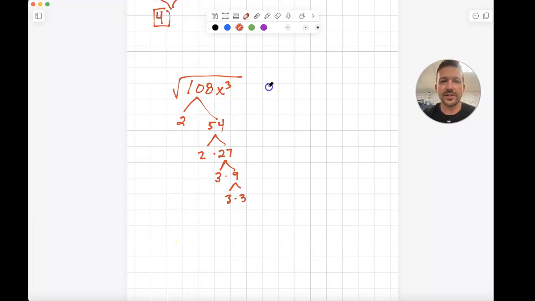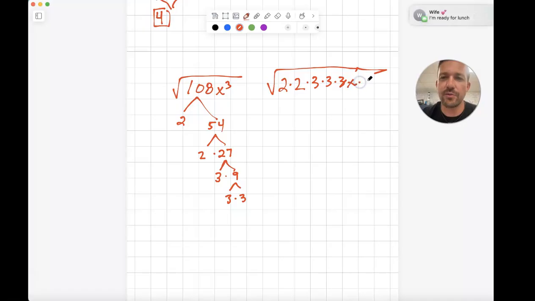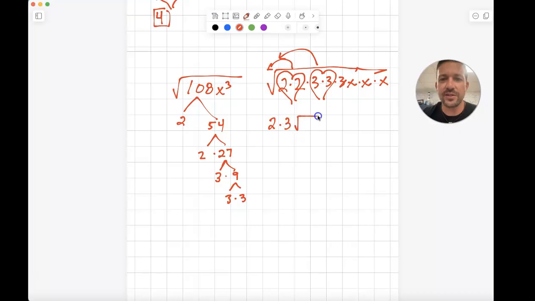So I can rewrite this whole thing as 2. How many 2's are there? 1, 2. There's two 2's in there. There's 1, 2, 3 3's. And then I got 3 x's in there. Okay, so I can combine these and come out of the house, and I can combine these and come out of the house. So that makes a 2 and a 3 outside of the house. And then we're left with this 3 inside of the house.